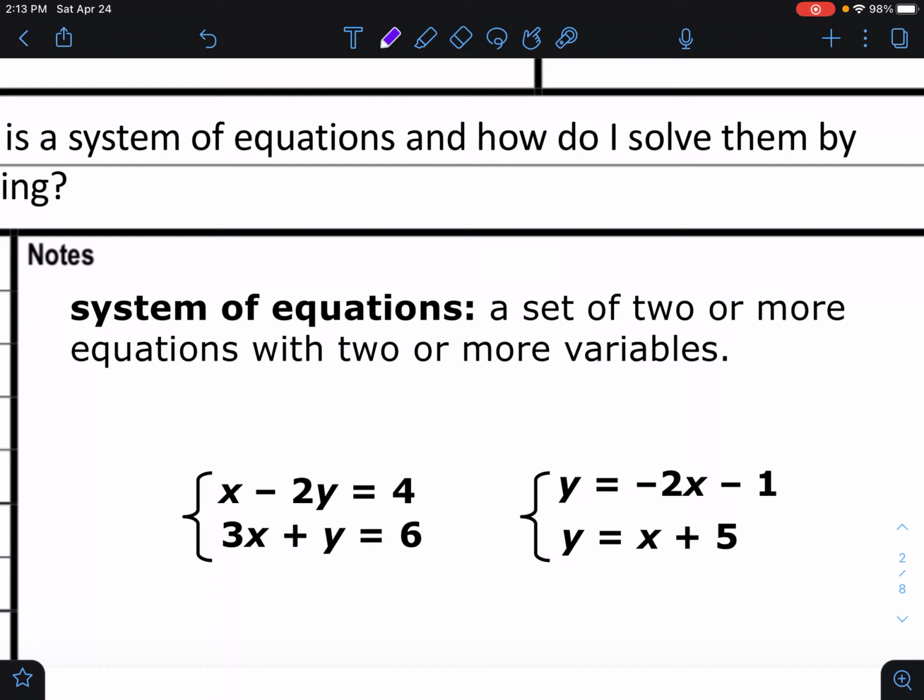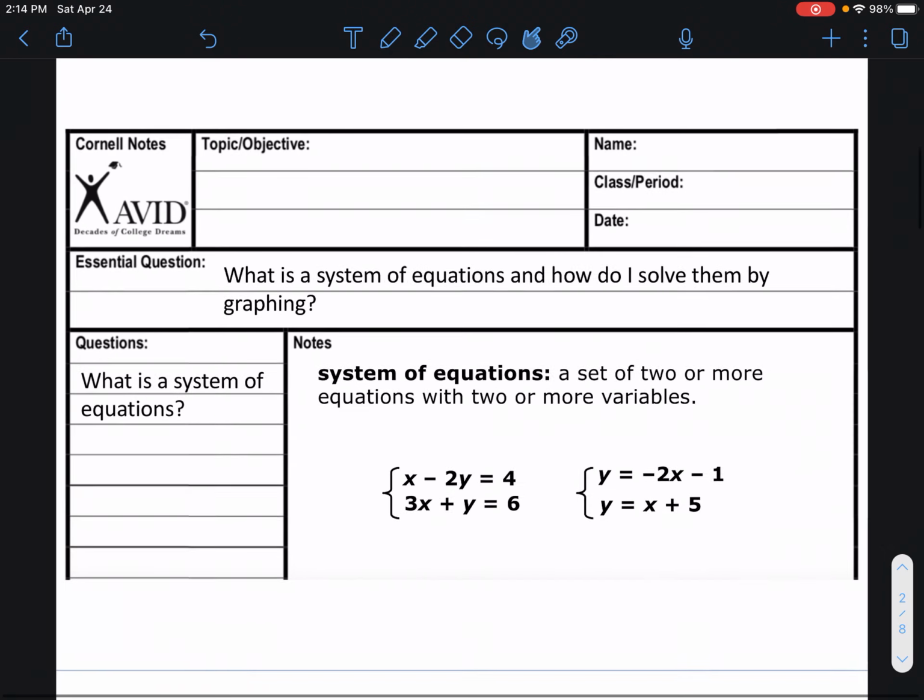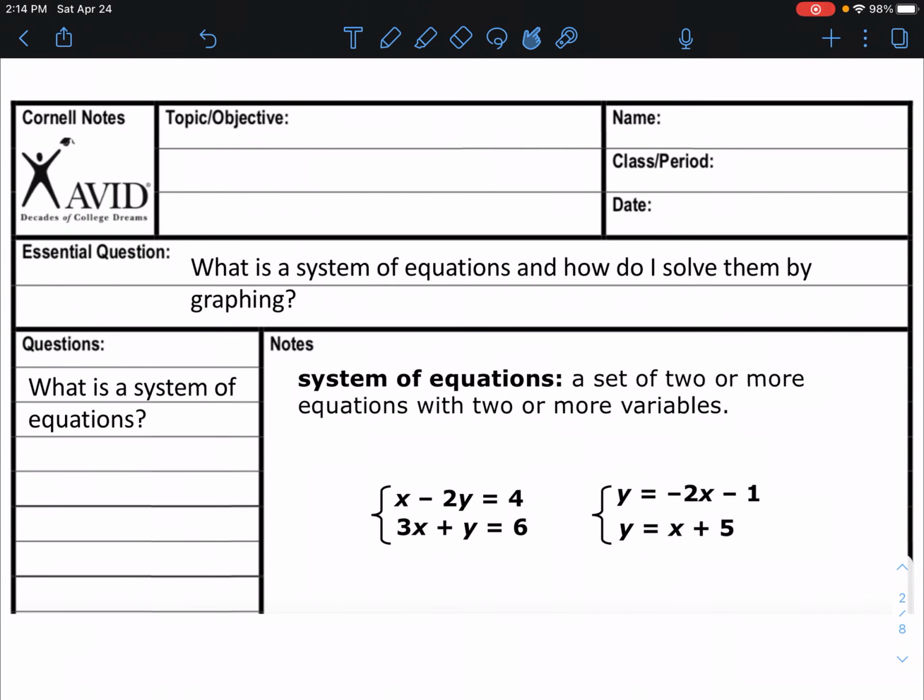And they're going to have two or more variables. So notice here, x and y. And you could have more, and as you get into higher math, you will. But for us, we're just going to have two equations with two variables. Okay, so how do we solve systems like this? There's really three ways, and one of those ways is by graphing.